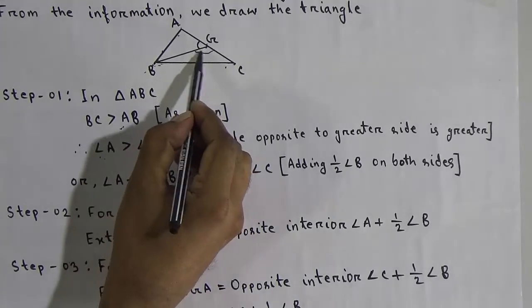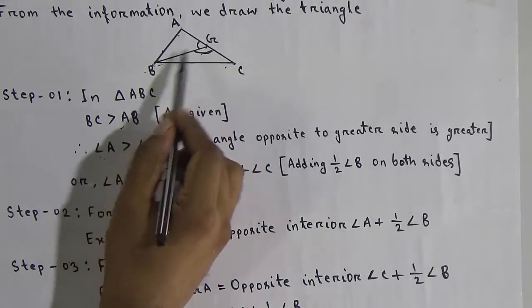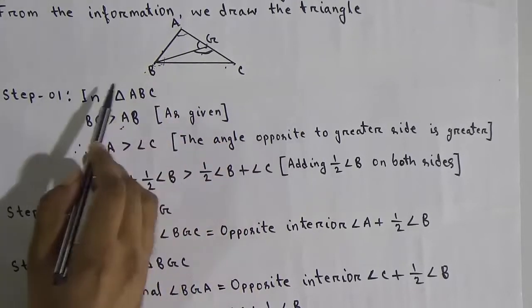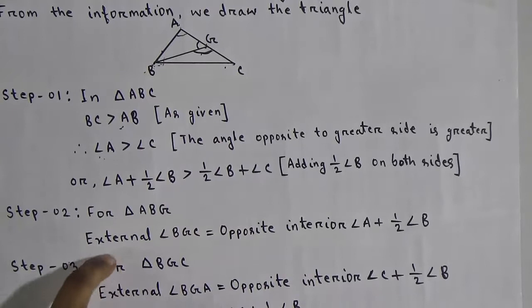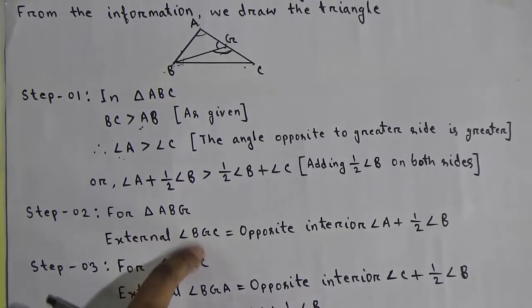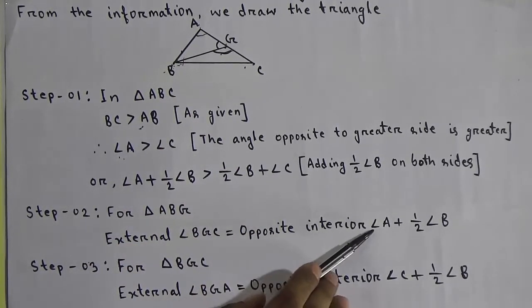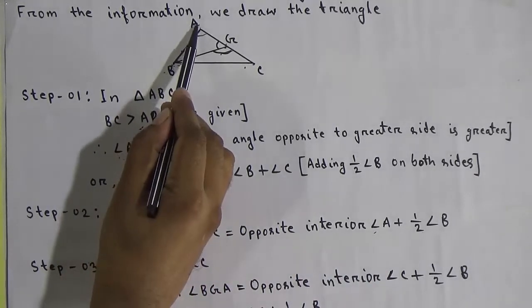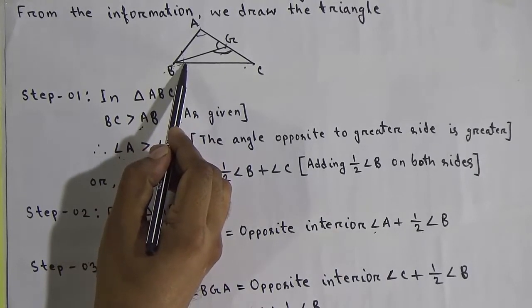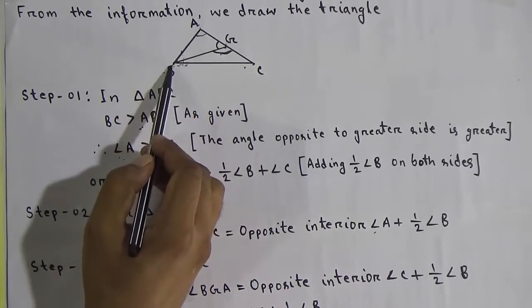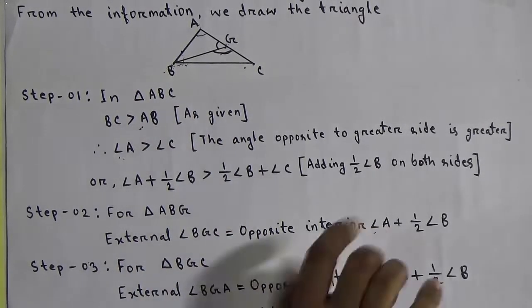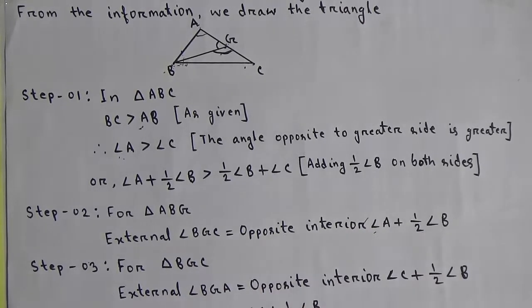That means angle BGC equal to angle A plus half of angle B. And we have written it: external angle BGC equal to opposite interior angle A plus half of B. Half of B means, B angle means full angle, and half of B means angle ABC. So external angle BGC is equal to opposite interior angle A plus half of angle B. Now, students, step 3.